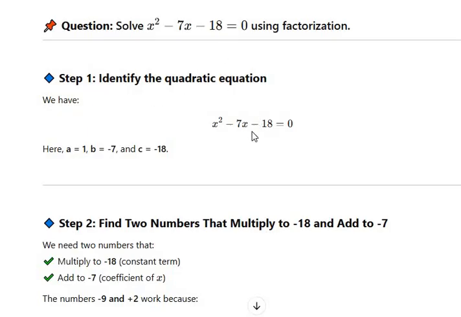Step one: identify. It is a quadratic equation. We can identify, now listen, x squared has coefficient 1. Again we are considering the coefficient of x. a is equal to 1 and b is minus 7, and our third coefficient value is also negative. Now what will be the steps? First, step 1 we have considered: it is a quadratic equation.